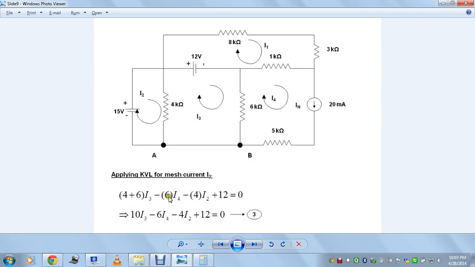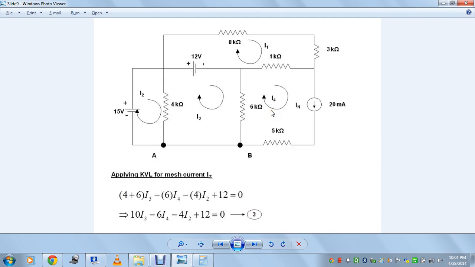so it is minus 6 times I4 now, and this is minus 4 times I2, because according to I3, I2 opposes, because I3 flows from here to here and I2 flows from here to here. So with reference to I3, I2 is again opposing, so it is minus 4 times I2. Plus 12, because when I3 continues to flow through the circuit, it sees the plus sign first and then the minus sign, so the 12 volts appears to I3 as plus 12 volts is equal to 0. So this is the equation number 3.